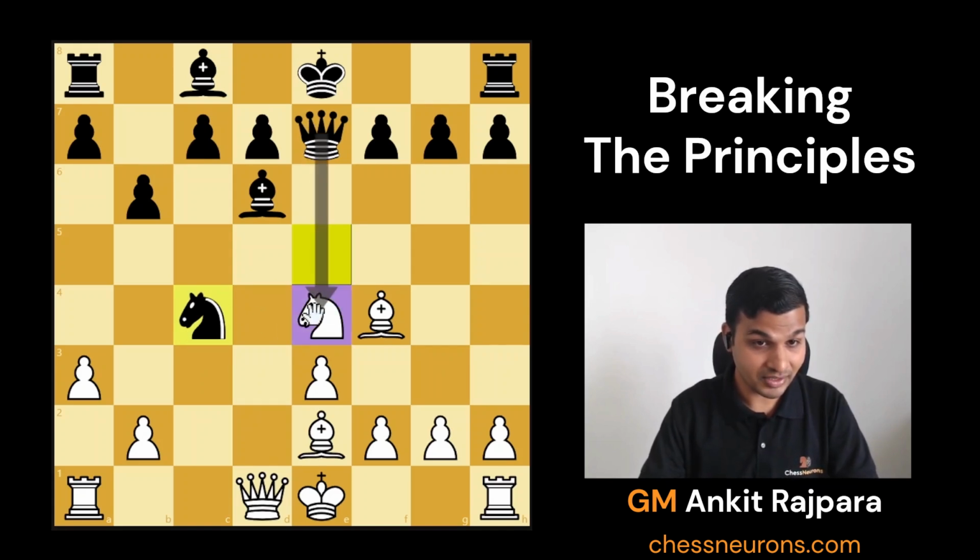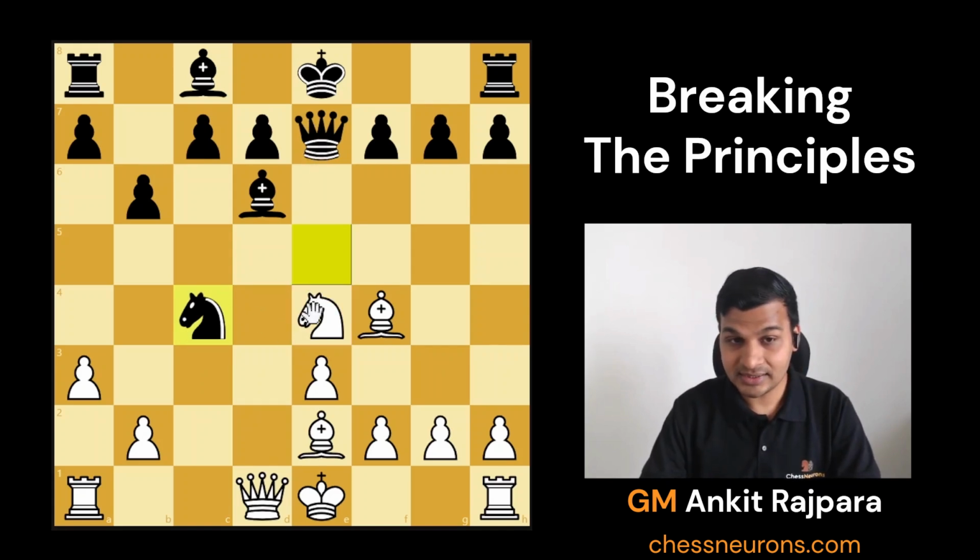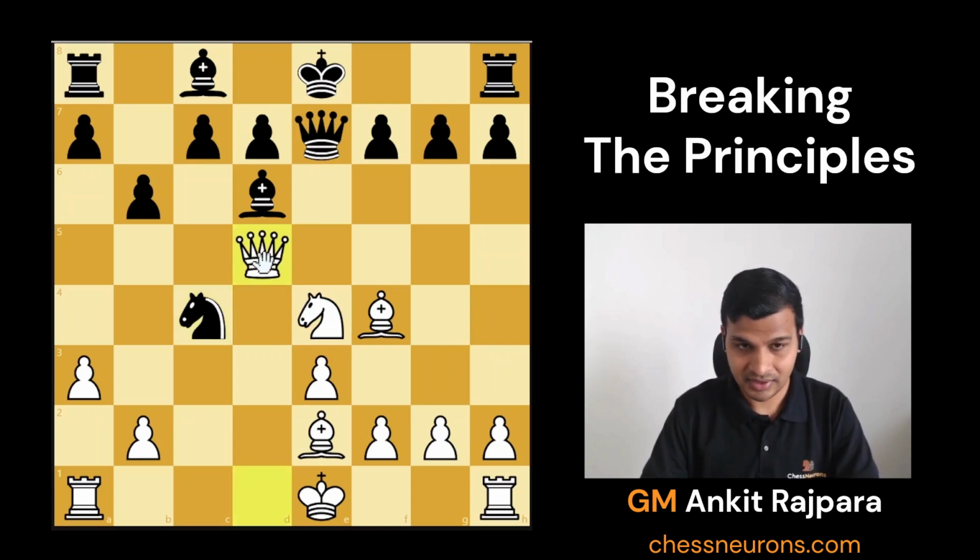So they are giving up the knight. So if we capture, then there is queen takes e4. Now in this position, we can play queen d5, attacking the rook, attacking the knight, and defending this knight. And black will lose material after this. So that is not working.